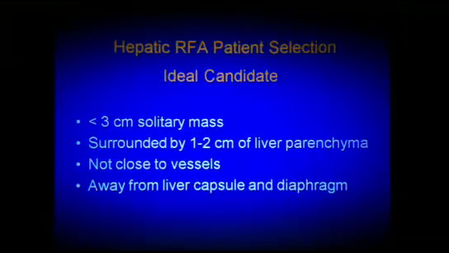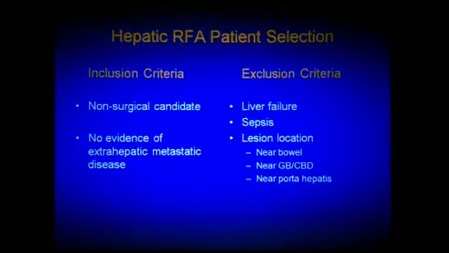Usually it has to be a solid tumor, less than 3 centimeters in size. We prefer it to be surrounded by normal liver to prevent bleeding. We prefer it not to be close to vessels, and we prefer it to be not close to the liver capsule or the diaphragm. Most of these patients should be non-surgical patients, and surgery is the preferred treatment. They should have no extrahepatic disease or a limited extrahepatic burden.